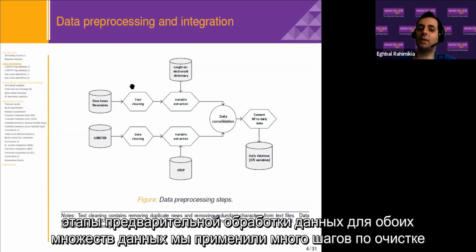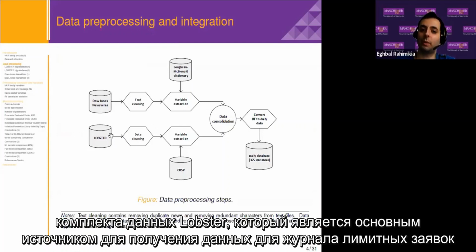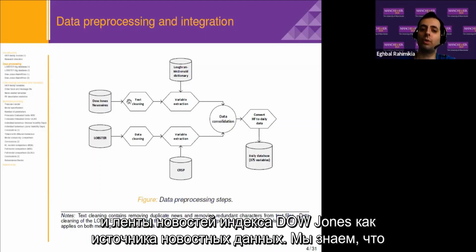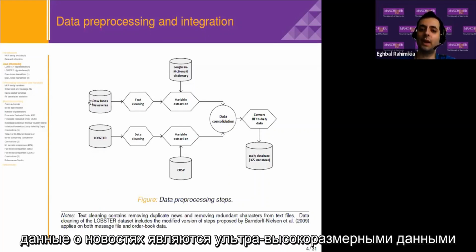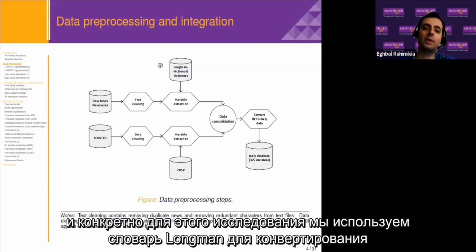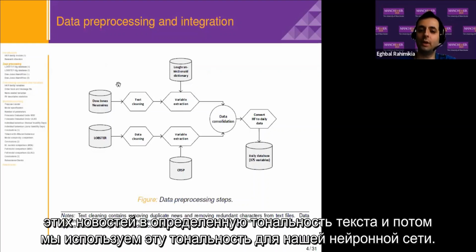For both data sets, we applied many cleaning steps: for cleaning the LOBSTER data set, which is the main source for limit order book data, and Dow Jones Newswires, which is the main source for news data. And we know that news data is ultra high dimensional data, and for this specific research, we use the Loughran and McDonald dictionary for converting this news to sentiment, and after that we use these sentiments for our neural network.